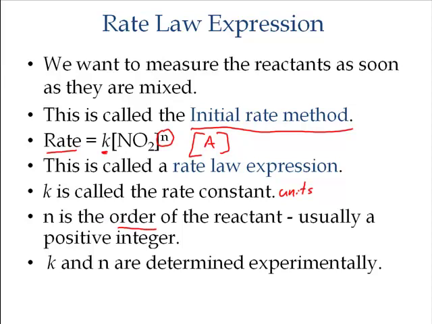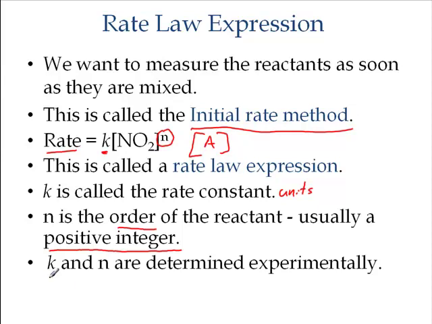Okay, now what in the world is order? Well, if you think back to our last podcast, our last discussion about molecules bumping into each other, you can kind of think of order as how many molecules are bumping into each other to get the reaction to go. And for us, it's usually a positive integer, typically 0, 1, or 2. Although it is possible to have others, in AP we usually keep them 0, 1, or 2.